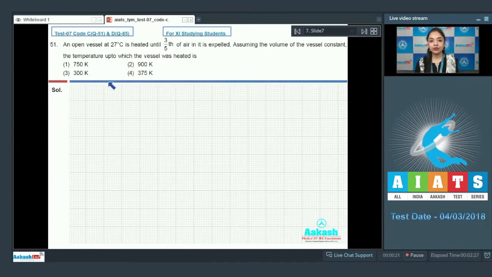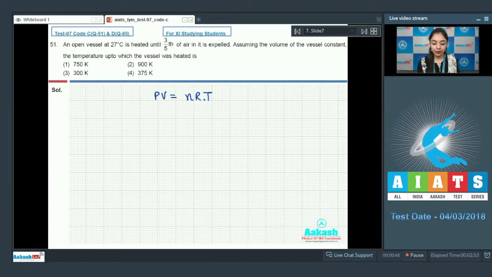So we have question number 51, which says that an open vessel at 27 degrees Celsius is heated until 3/5 of air in it is expelled. Assuming the volume of the vessel constant, the temperature up to which the vessel was heated is. So according to the ideal gas equation, you have that is PV is equal to nRT.